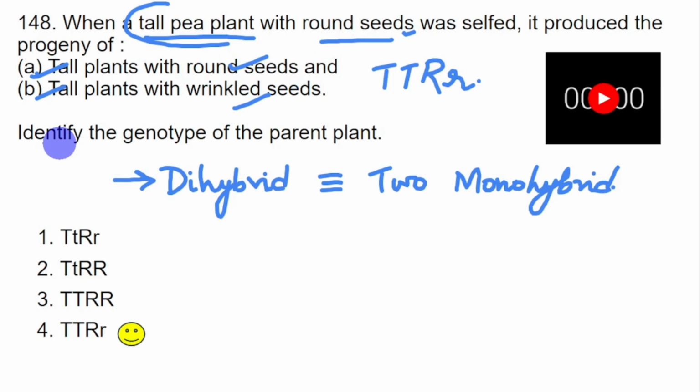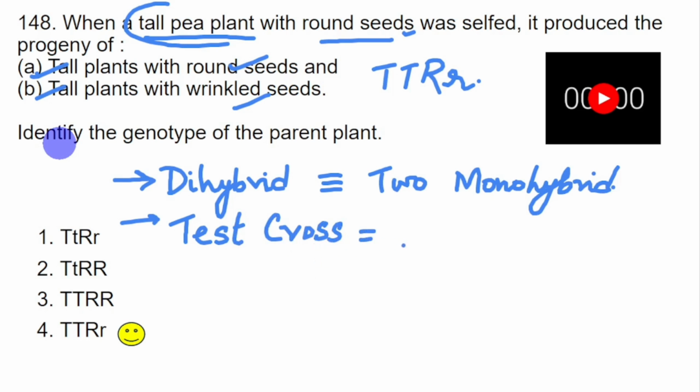So here what is given is tall, and every progeny is also tall. And how do you link this and this? How do you guess the genotype of the parent plant if the phenotype of the progenies is given? For that, your concept of test cross has to be absolutely clear. So ask yourself, do you know what the conclusions of test cross are?